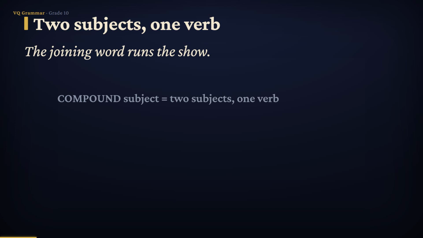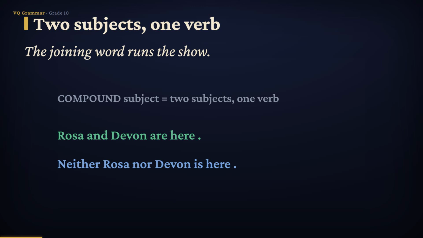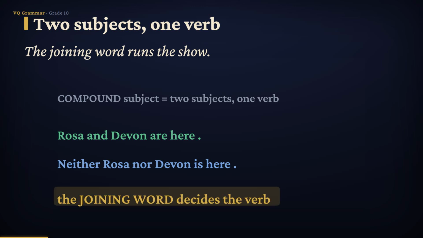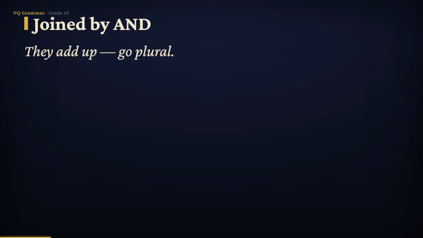And here's the thing that makes this whole lesson tick. Join them with "and" and you get one result. Join them with "or" or "nor", and you get something completely different. So before you even glance at the verb, the joining word is where your eye should go first. Let's start with the easy half.